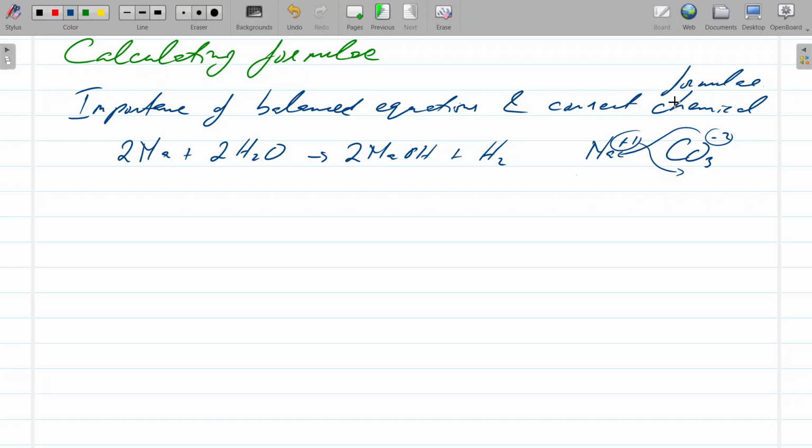Crossover, right? The numbers are going to come as subscripts. So you need 2 atoms of sodium to react with a single carbonate ion. Two ions of sodium bind to a single carbonate ion. So the formula for sodium carbonate is Na2CO3.